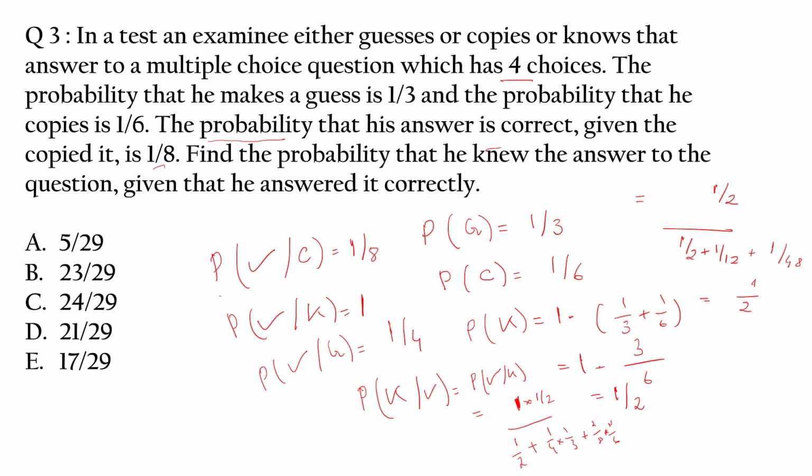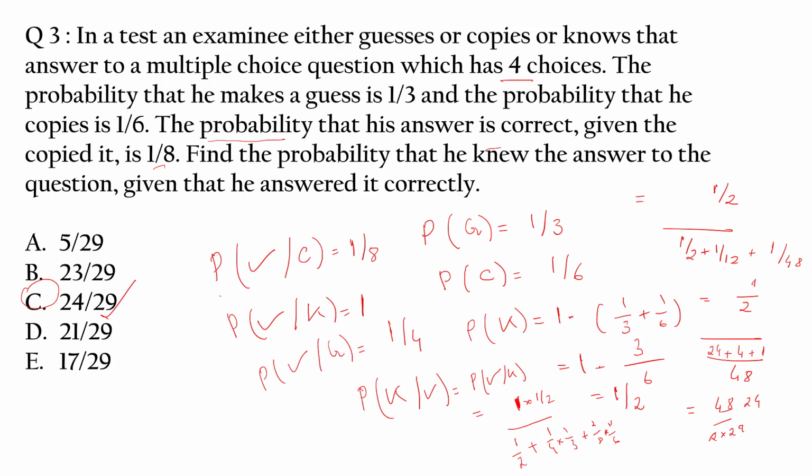which is 1 by 2 by (24 plus 4 plus 1) by 48. If you take 48 upwards, which is 48 by 2 into 29, which is 24 by 29. So the answer to this question is C, 24 by 29.